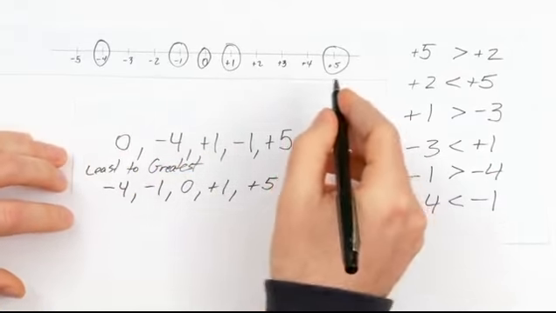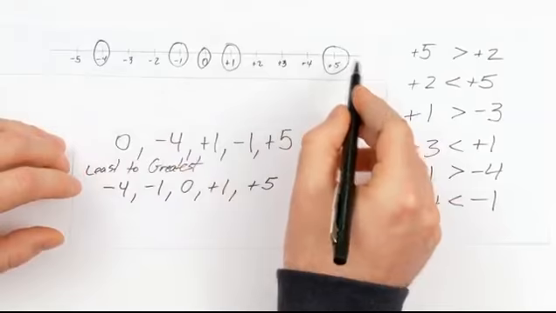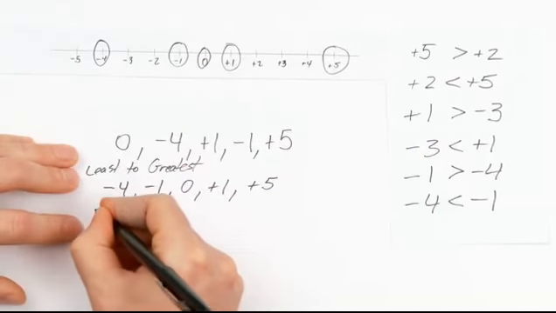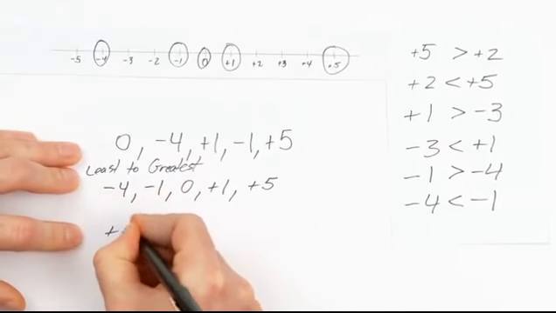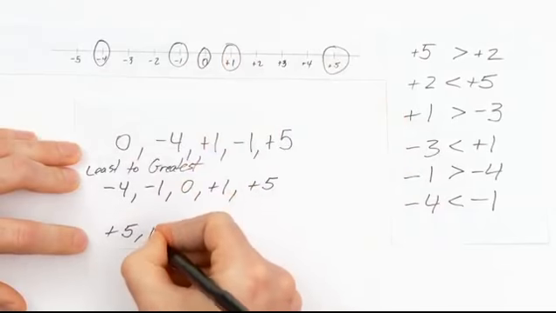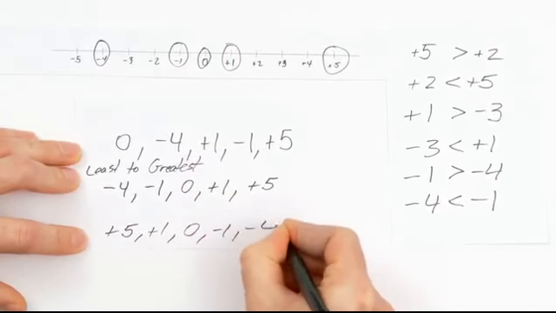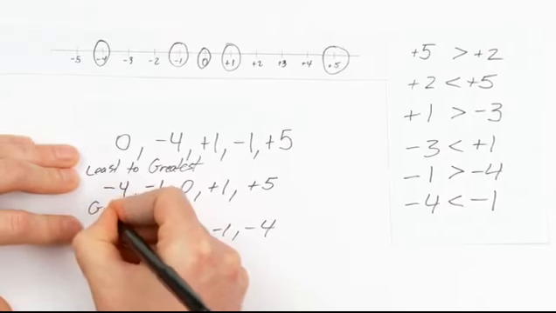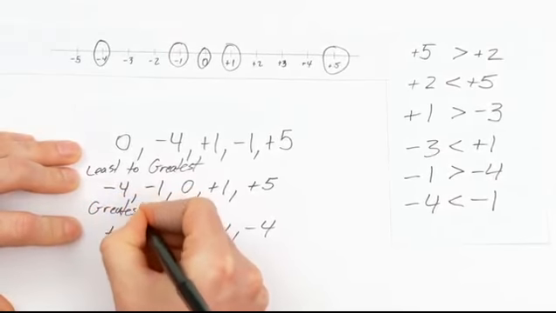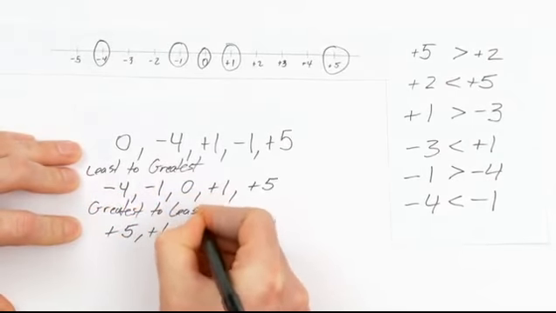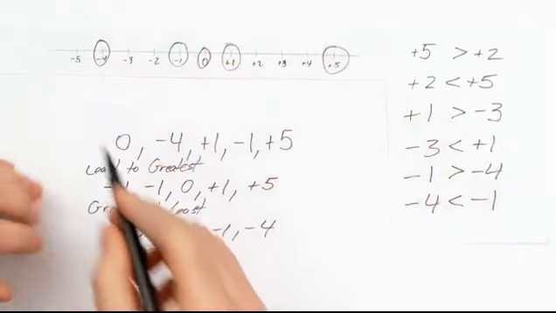If we were ordering from greatest to least, we would read from right to left. So in that case, we would have positive 5, then positive 1, then 0, negative 1, and negative 4. And that was from greatest to least because we read from right to left.